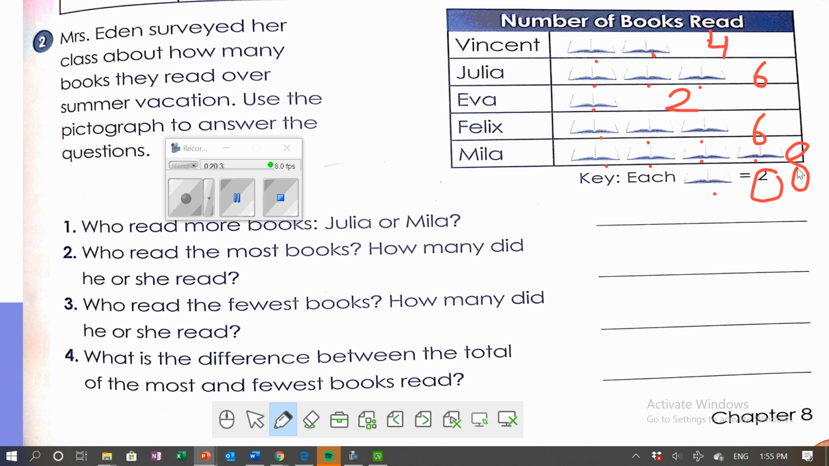Now, I finished the numbers of books that each student read. Number 1. Who read more books, Julia or Mila? I have to compare. Where is Mila? Mila is 8 and Julia is 6. So the answer is Mila.